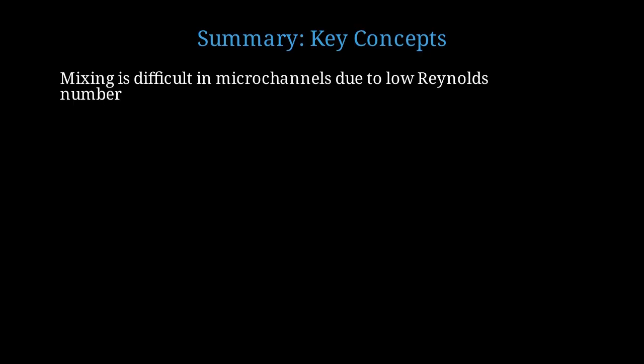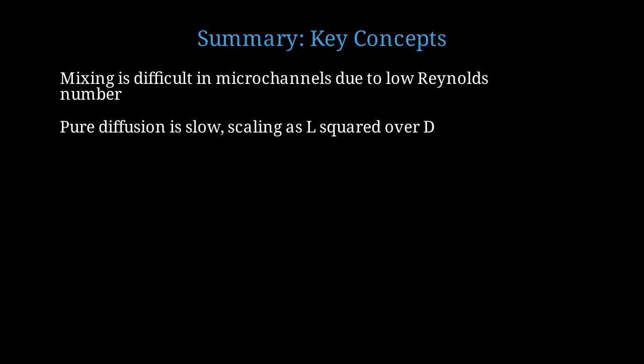Let's summarize the key concepts we've covered in this lesson. Mixing in microchannels is fundamentally difficult because the Reynolds number is very low, typically much less than 1. There is no turbulence to aid mixing. Molecular diffusion alone is extremely slow, with mixing time scaling as L squared over D. This leads to impractically long mixing lengths.